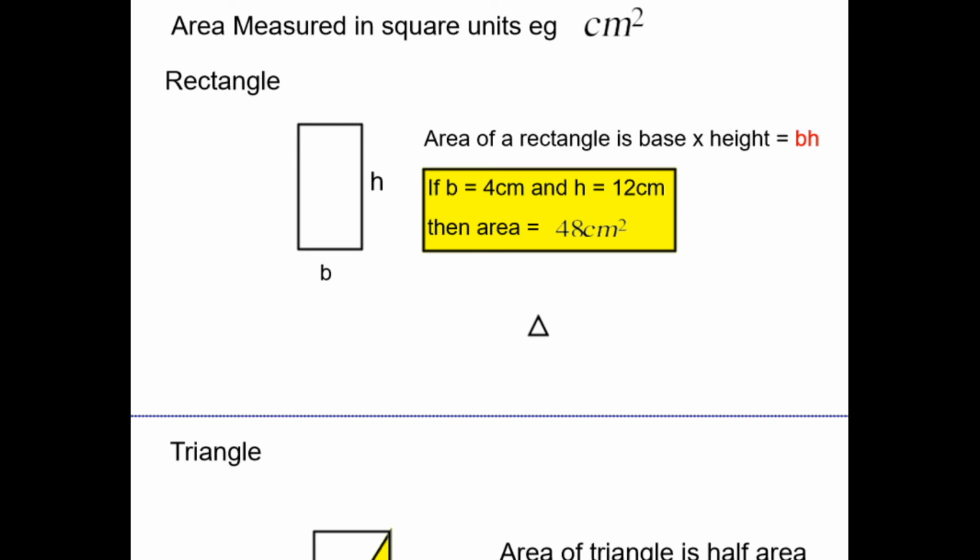Now the area of a shape is measured in square units, centimeters squared or meters squared. Here's an example of a rectangle. A rectangle has a base of b and height of h. The area of a rectangle is just the base times the height. So if b is 4 centimeters and h is 12, the area is 48 centimeters squared.